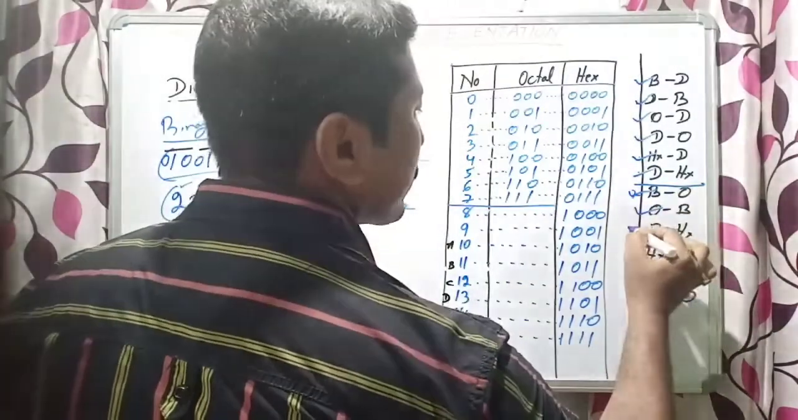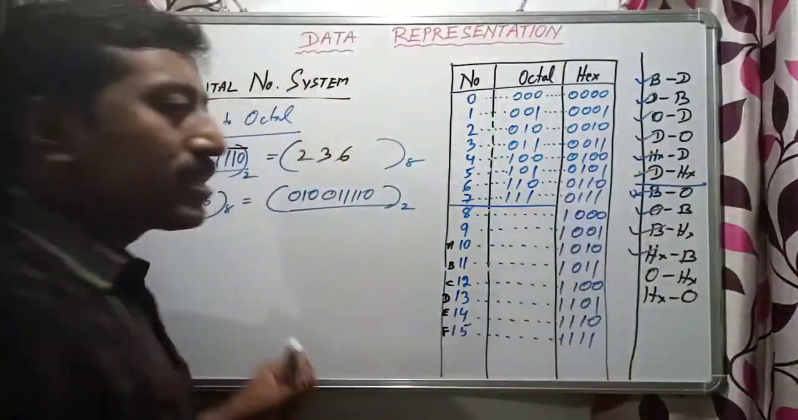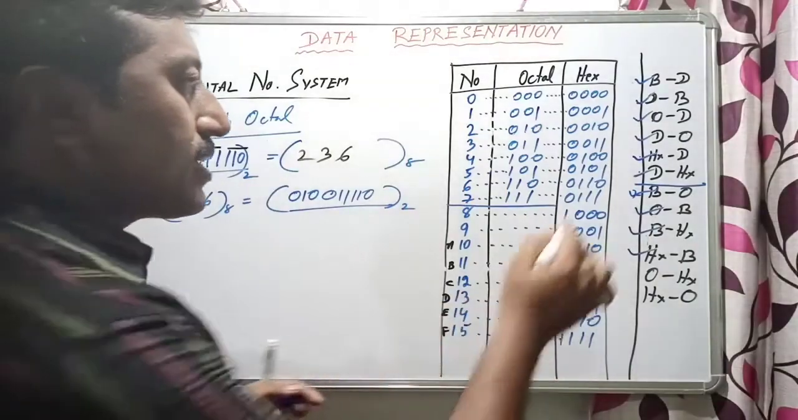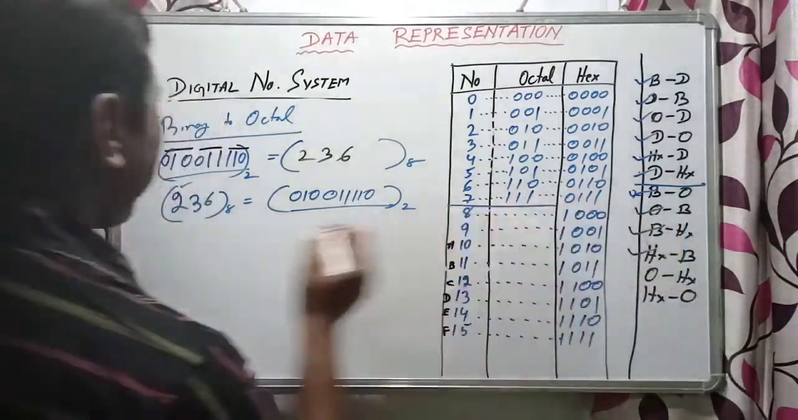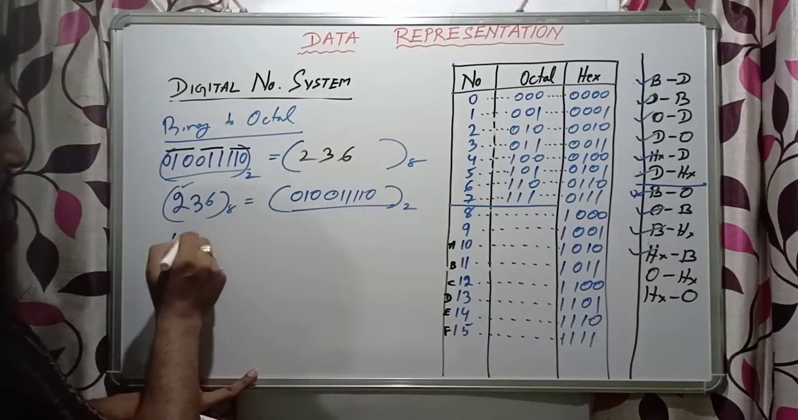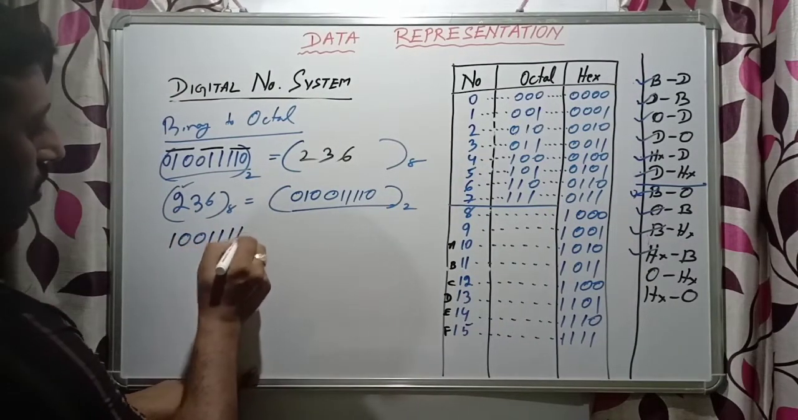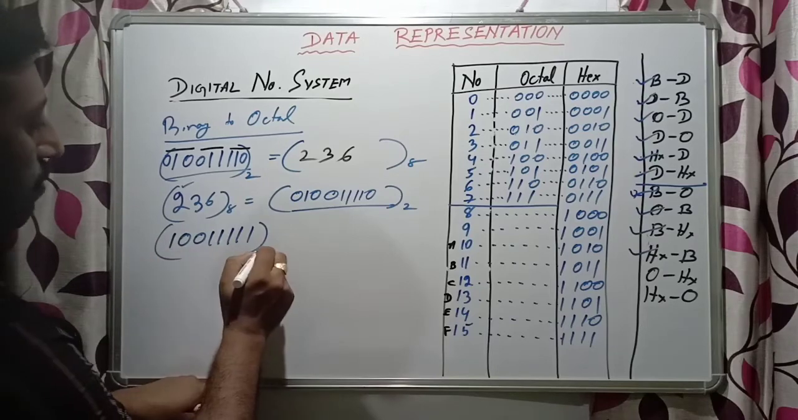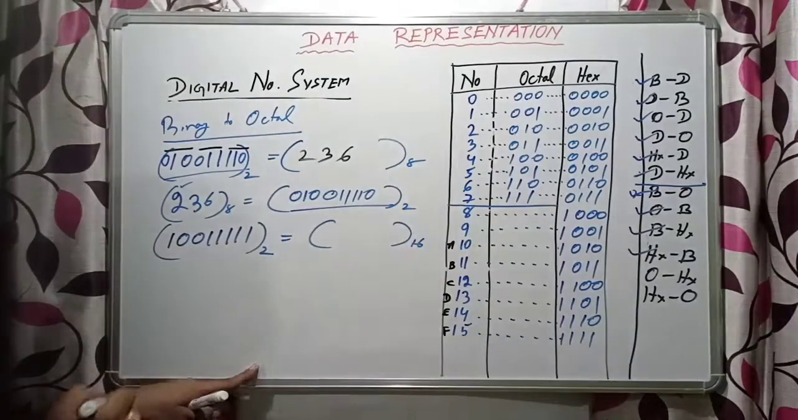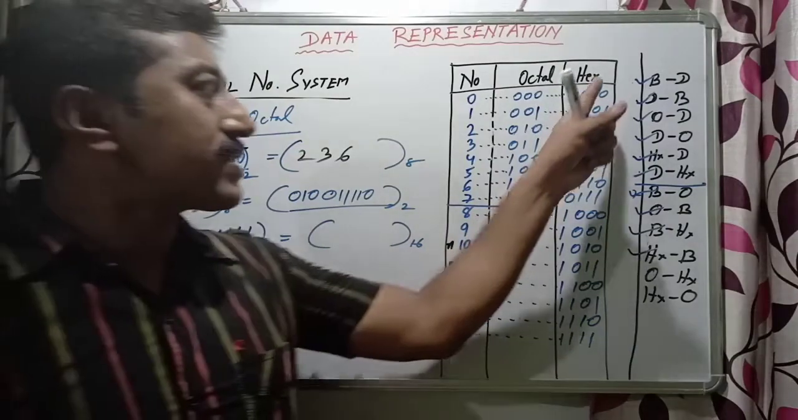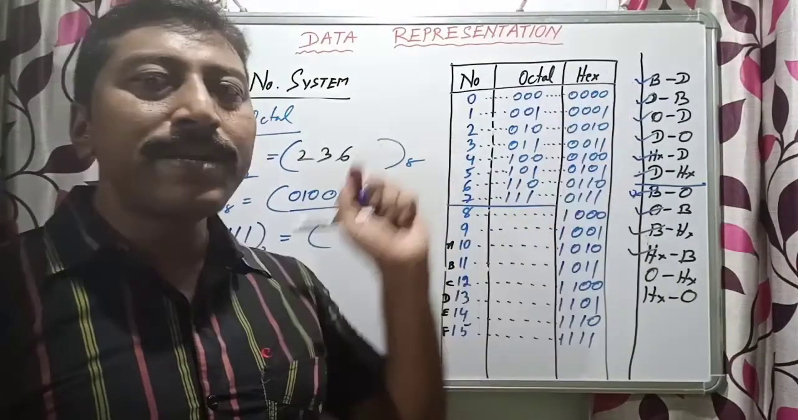In the similar way, binary to octal I told, octal to binary I told. Now we'll see binary to hexadecimal, and hexadecimal to binary. In this case, binary to hexadecimal, we take one number, 100111111. This is one binary number I have taken, so we'll convert it to a hexadecimal number.